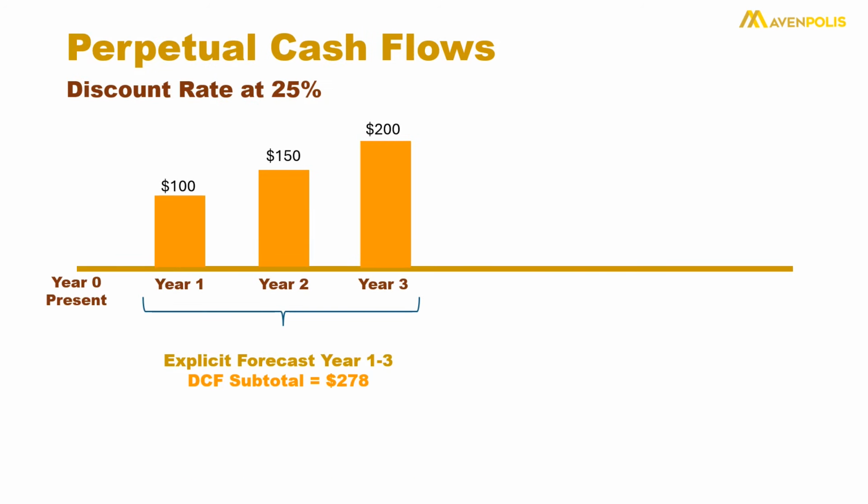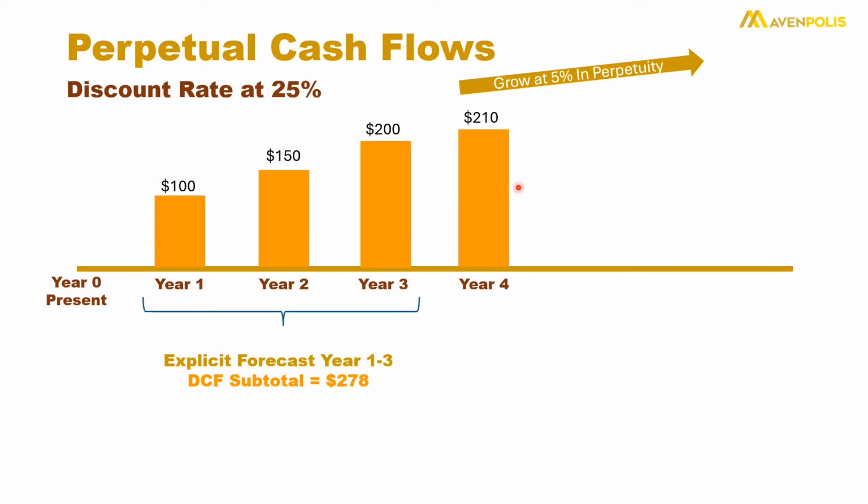However, a business typically doesn't end after 3 years, right? In fact, in most DCF cases, we assume that a business will last perpetually, unless there are reasons to believe otherwise. So like in the earlier example, we have the cash flow from year 1 to 3, that is 100, 150, and 200. But now, in year 4, we grow it at only 5%. We assume that it will grow at 5% in perpetuity, that's forever. And so the year 4 cash flow is 210, which is 200 times 1.05.